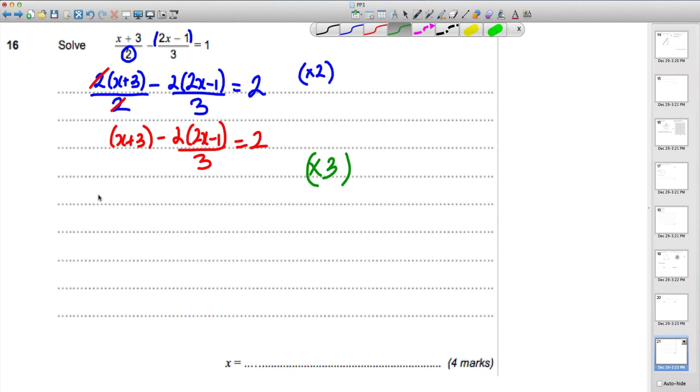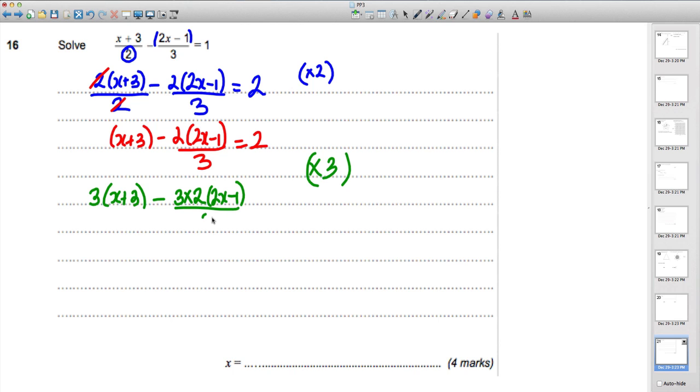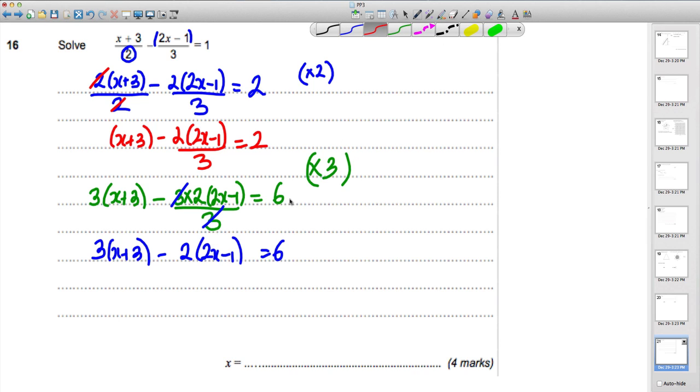So what would I get? Well, I would get 3, x plus 3, subtract, well, I'm multiplying this by 3. I'm just going to keep the 3 there for now. 3 times 2 on the top, and then times the 2x minus 1 all over 3 is equal to 2 times 3, which is 6. Now you'll notice that that 3 and that 3 cancel. So actually, I've got 3, x plus 3, subtract 2, 2x subtract 1 is equal to 6. Now it's a simple algebra game. Expand the brackets and solve.